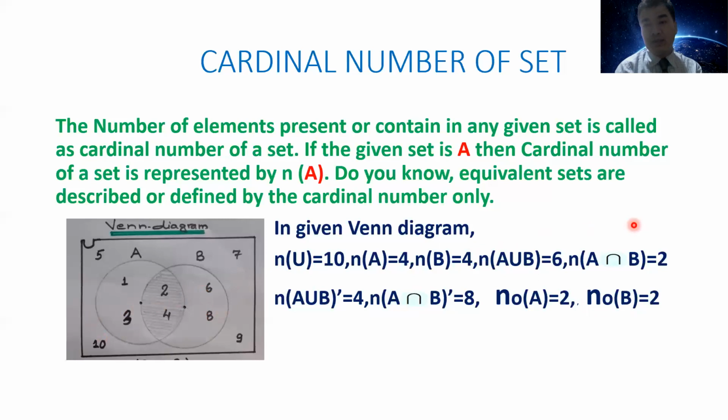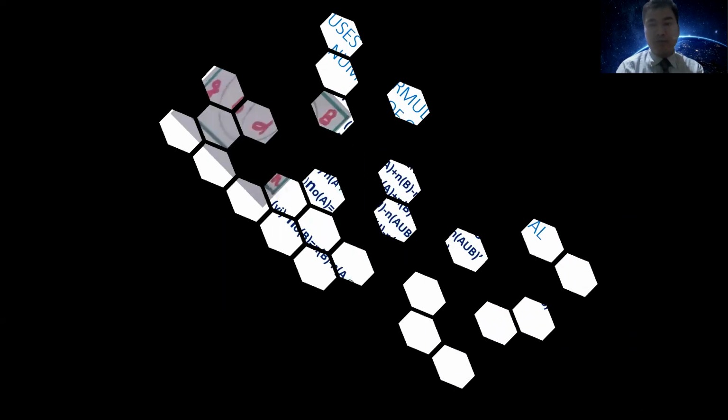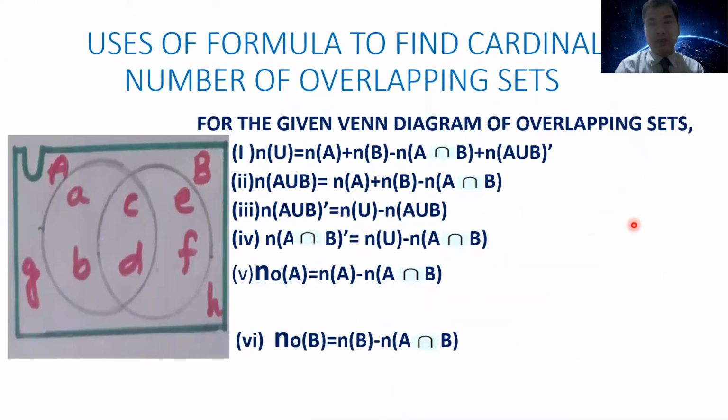Okay, let's move to the next slide. Okay, now here look, uses of formula to find the cardinal number of overlapping sets. Look, these two sets are overlapping sets. In these two overlapping sets, how to find out the cardinal number of the given set?